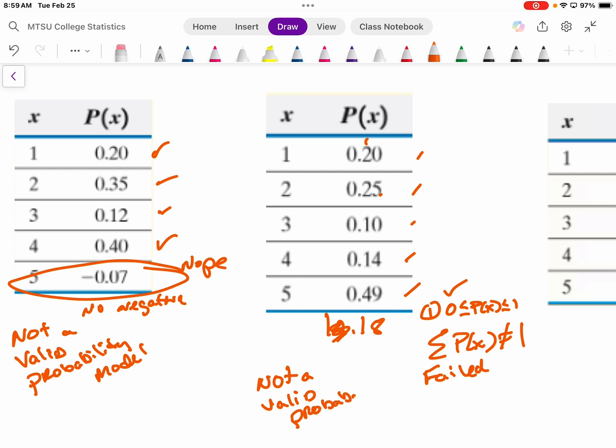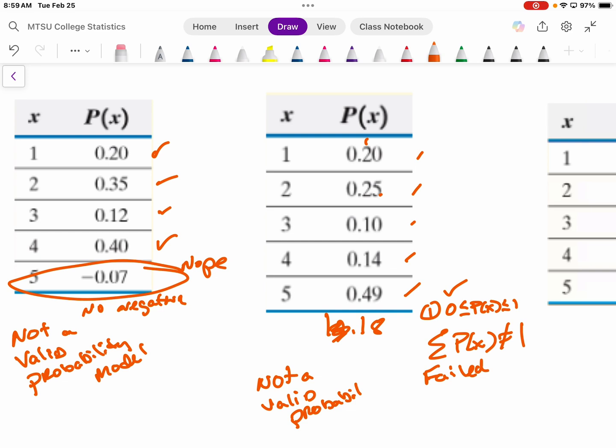So it has to have both. Can't be one. It has to have both. As soon as you fail one of them, you're not a valid probability model. Okay? And so that's why I would always check for, are you between 0 and 1 first? And then I would do the adding.